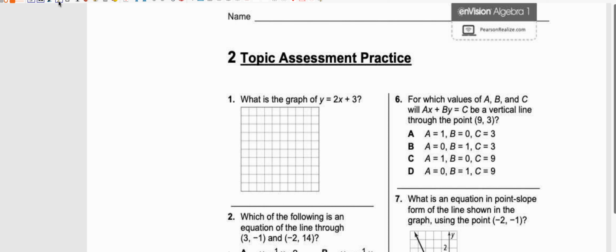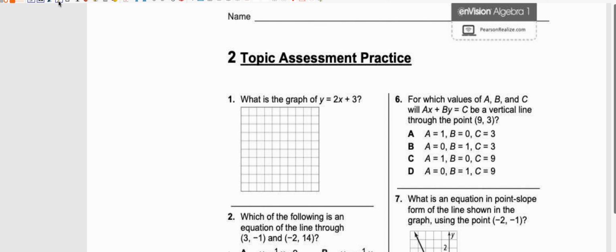So expect this to look very similar to the test. I may monkey around with a few of the questions based on feedback you give me. If any of them are worded differently or need to be changed, I can change some on the actual test. But expect that the test is going to look very much like this. Okay?